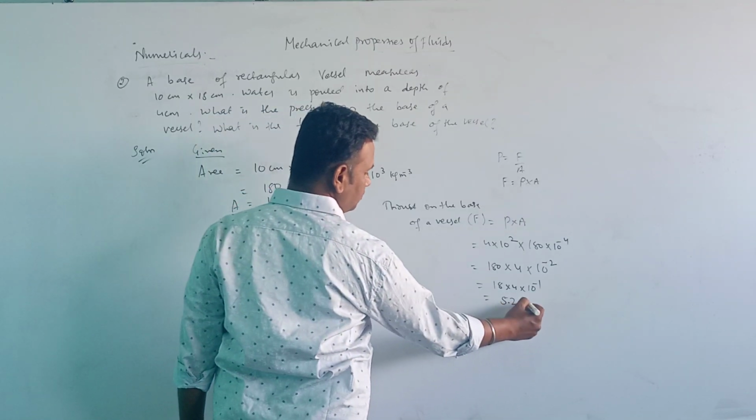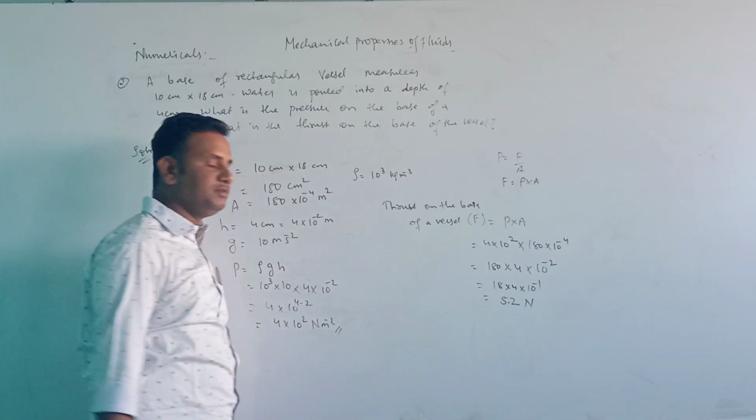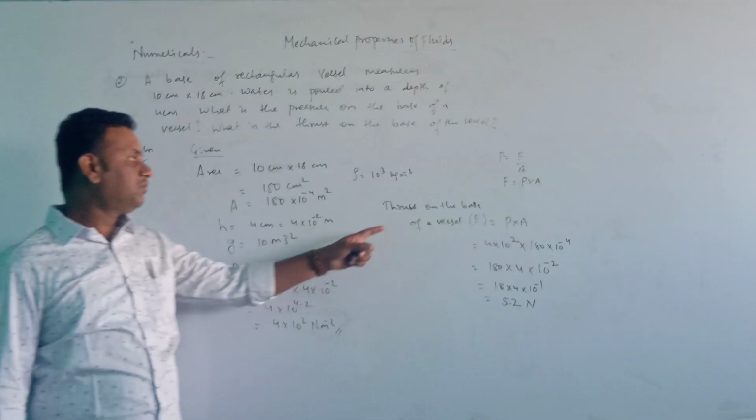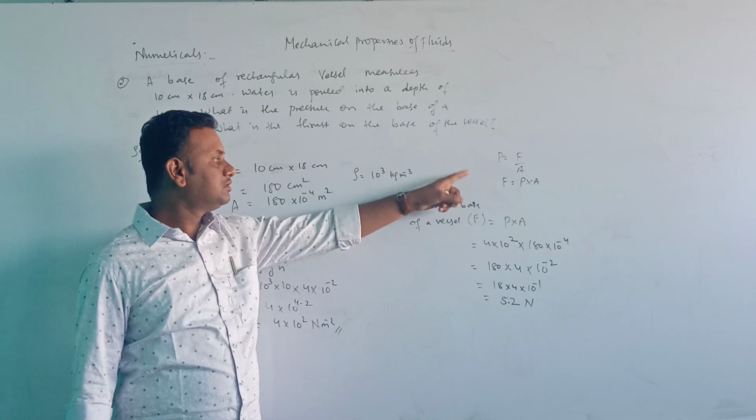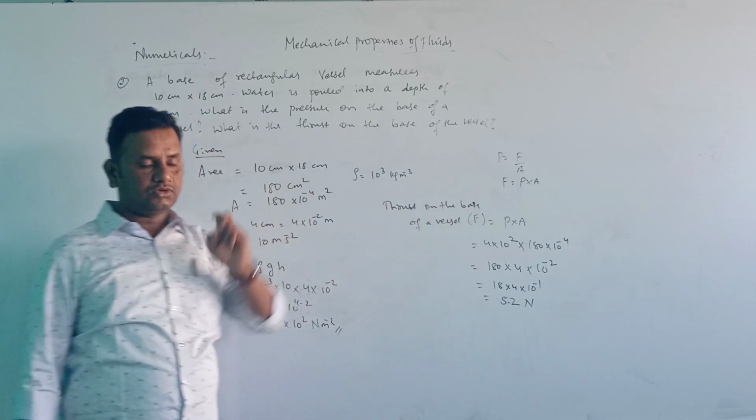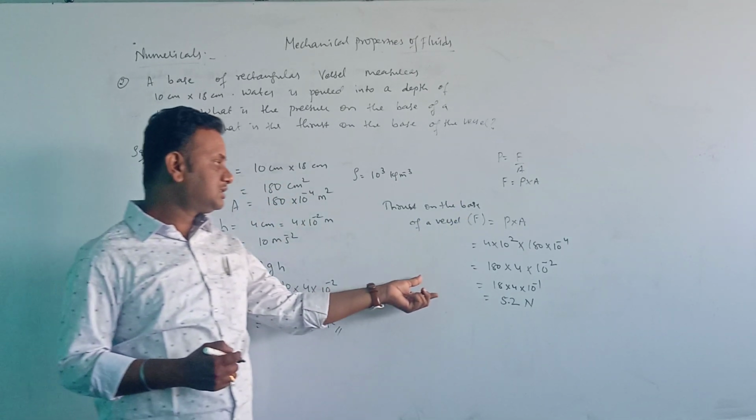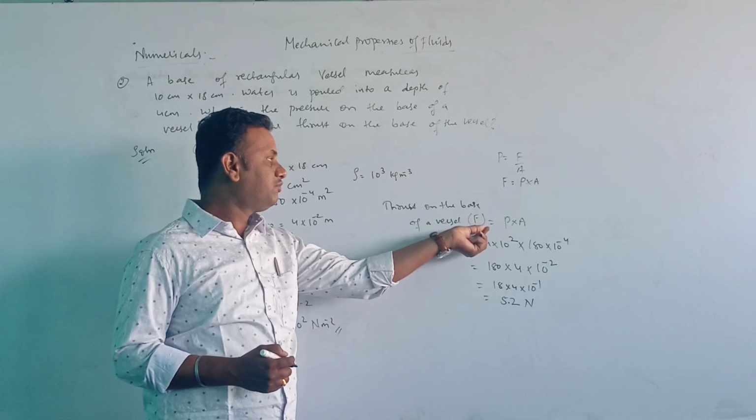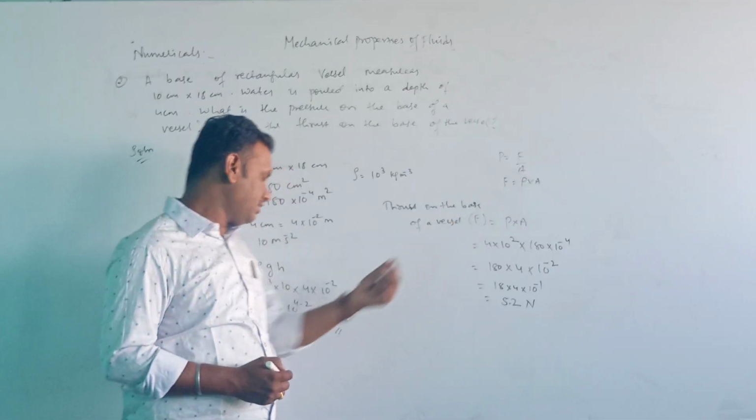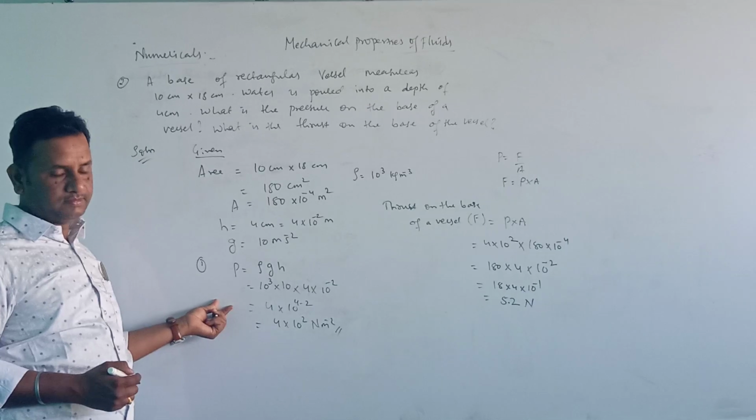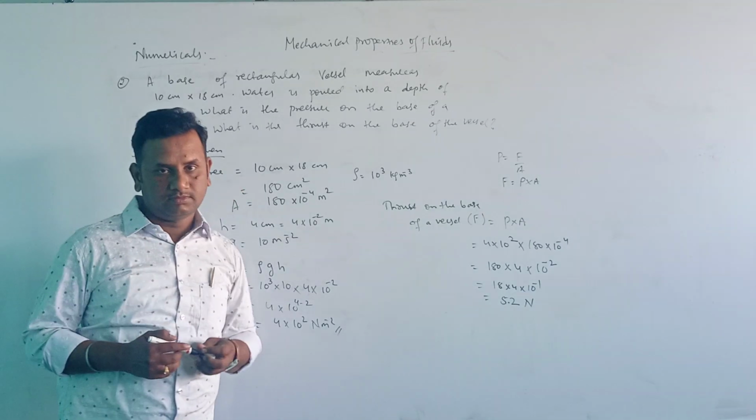Okay, so 7.2 Newton will be the force on the vessel. So this will be the answer. We have found the force. Force means pressure into area, and here we have found the pressure. So note down this.